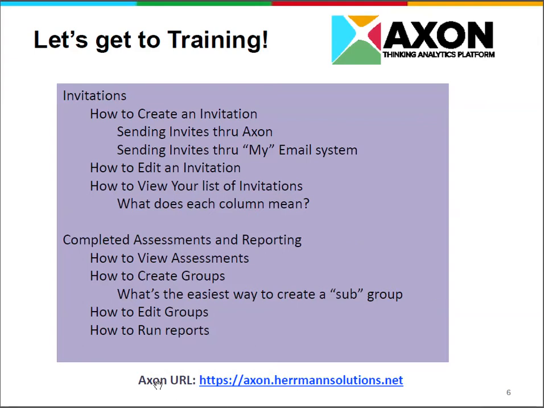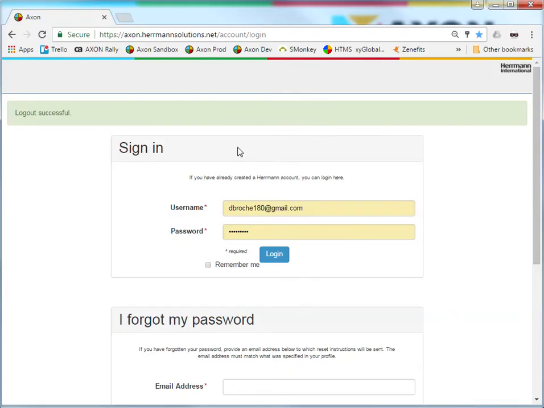So you'll notice at the bottom of the screen, this is the URL that you'll often use to log into Axon. It is the axon.hermansolutions.net URL, and we're ready to jump over to Chrome as our browser. Axon is set up so that it will work with multiple types of browsers, so you should be able to use practically any type of browser you want to. You will want to enable pop-ups when you select the Axon URL in your browser.